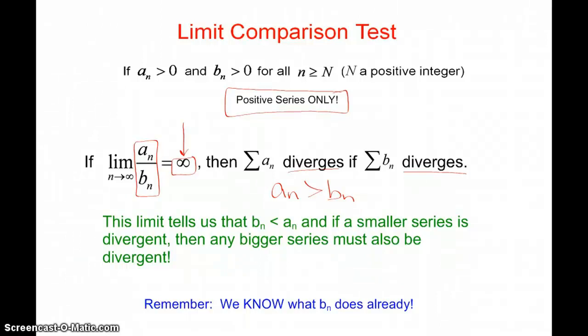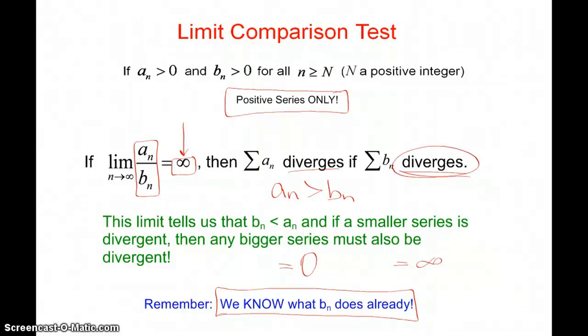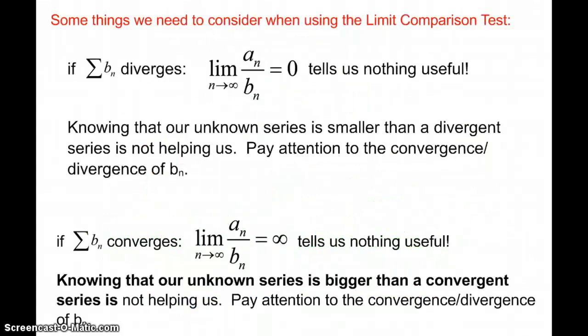All right? So we're going to get the same results, the same kind of idea that we did when we worked with our functions, but now we're working with series, and we're talking about series convergence or divergence. The power, once again, is that we're going to know what the series on the bottom does. The big question is, are the results of equal 0 and equal infinity as helpful as we might believe they are? And there's only one case where either one of them is helpful. So let's put that in our notes. Some things we have to consider when using the limit comparison test.